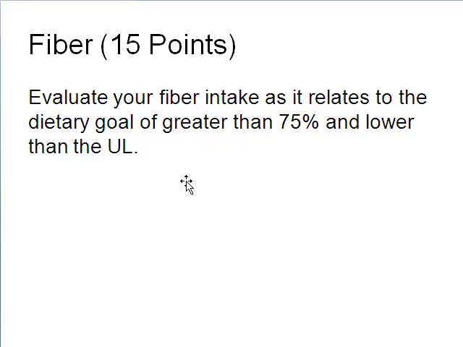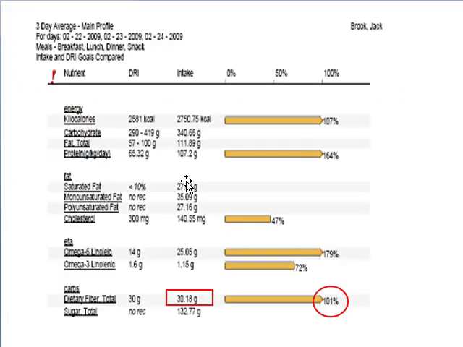As far as fiber, your goal is to look at and make sure that you're above the 75% goal. If you're below 75% intake, then you're going to have to raise your fiber intake. So you can find that on the top part of your 3-day average, and you'll notice that I'm at 101%, so I meet that goal. But you probably won't be surprised that most of you are going to be below 50%, because fiber is not one of those things in our diets that we get a lot of. So you're probably going to find yourself raising your fiber intake quite a bit, actually.